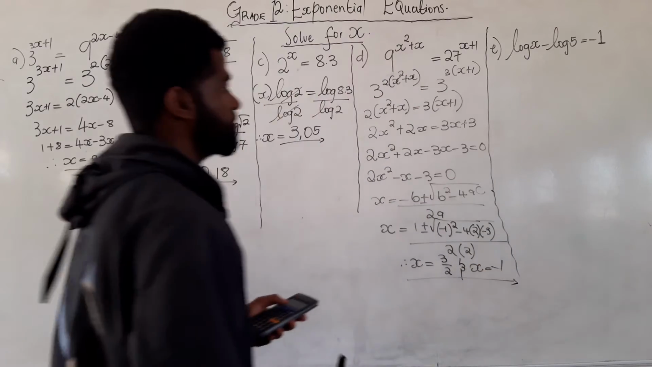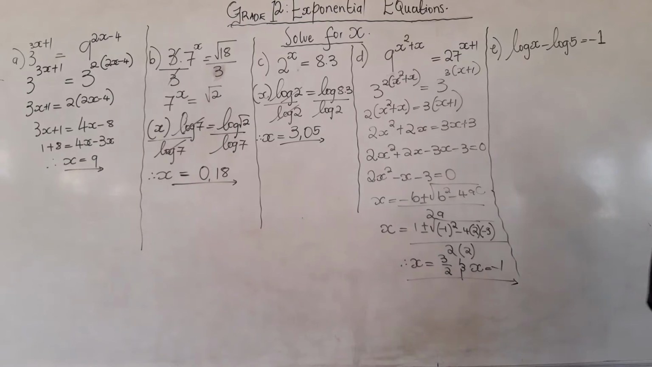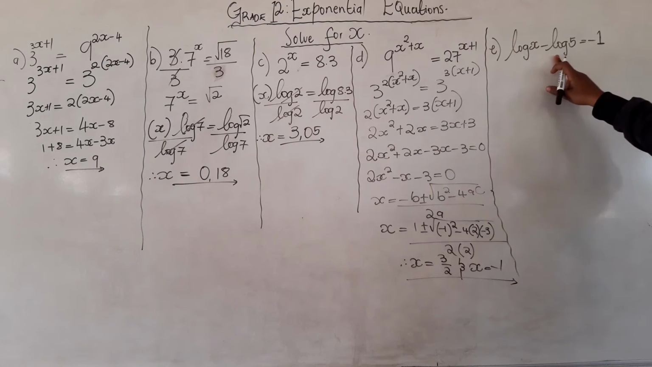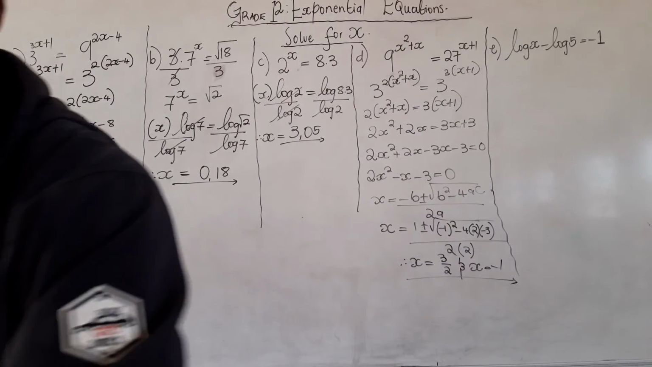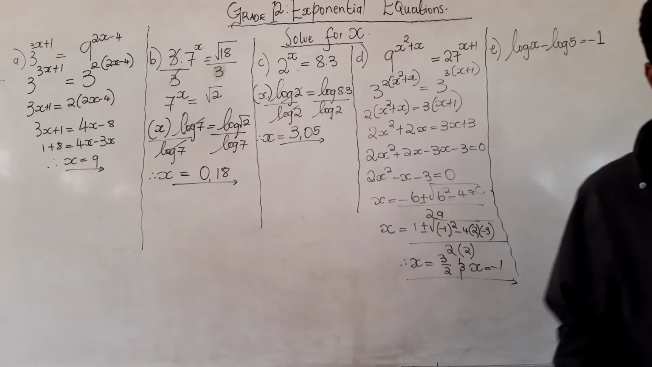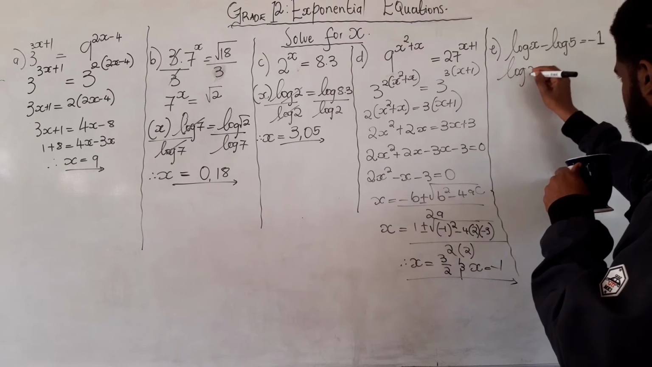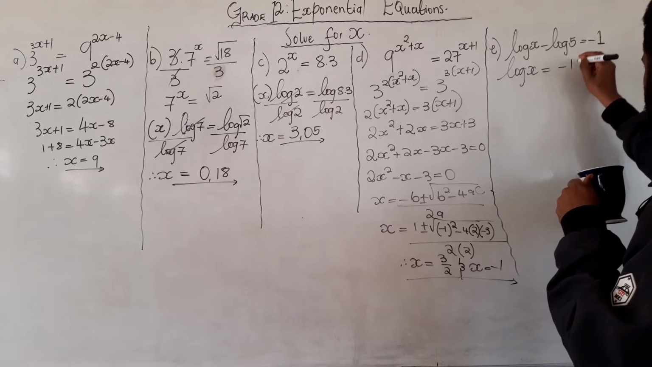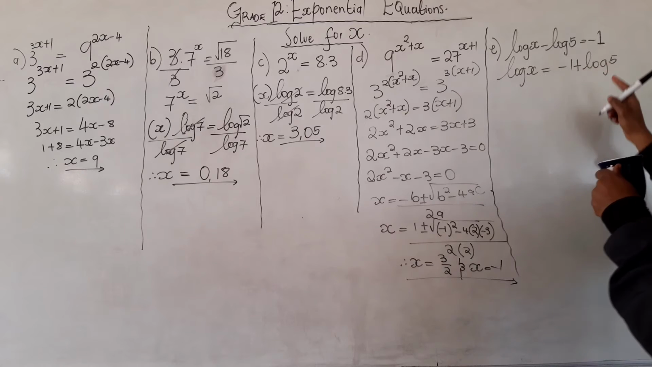Let us continue. Log x minus log 5 is equal to negative 1. Let us collect our like terms. So we are going to transpose negative log 5 to the other side, to our right hand side. Therefore, we are going to be left with log x is equal to negative 1 plus log 5.